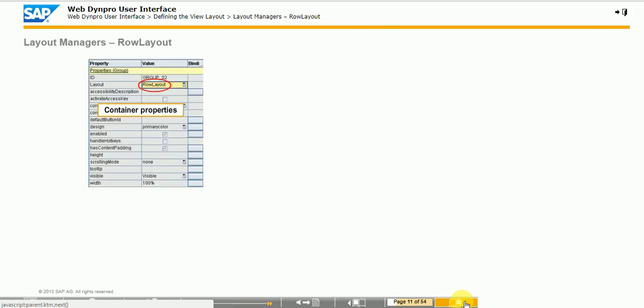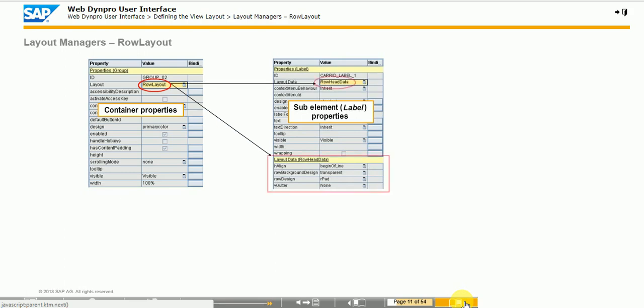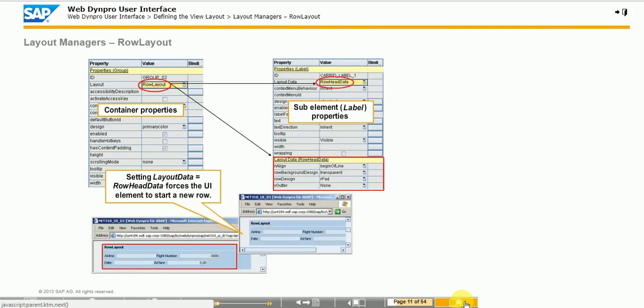If row layout is used for the container UI element, all the children inherit the property layout data, which can have the values row data or row head data. If you set this property to row head data, a line break is forced. If you set the property to row data, no line break is forced. However, depending on the element type, a line break may be forced by the element implicitly.